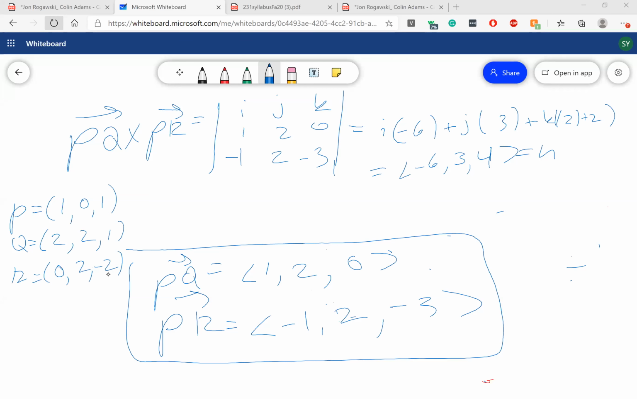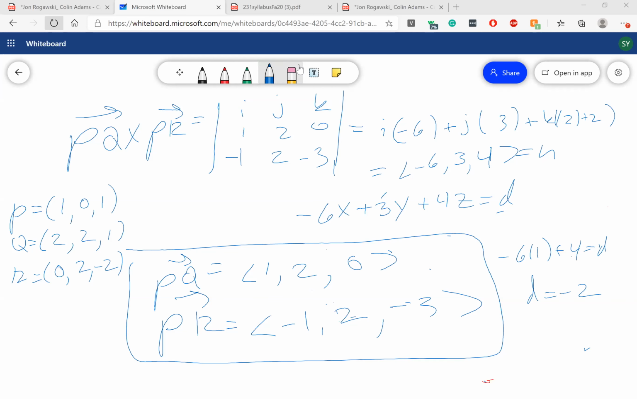Okay, thanks. So now our plane is going to be of the form -6x plus 3y plus 4z is equal to d. And now let's plug in P over here in order to figure out what d is. So that's going to give us -6 times 1, and then the y is 0, and then plus 4 is equal to d. Or in other words, d is equal to -2.